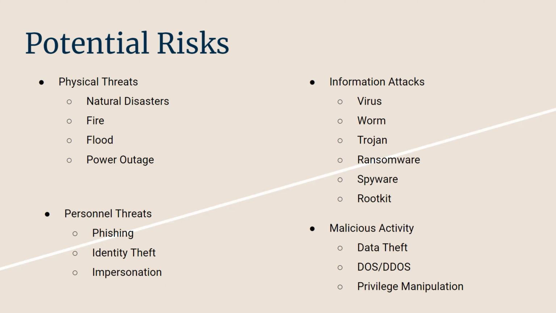So things that would risk that, such as DoS and DDoS attacks, data theft, if someone can access something they don't through privilege manipulation. And finally, threats against personnel themselves of AT&T, so stealing their information, identity theft, and impersonating AT&T employees were some of the risks that we looked at.